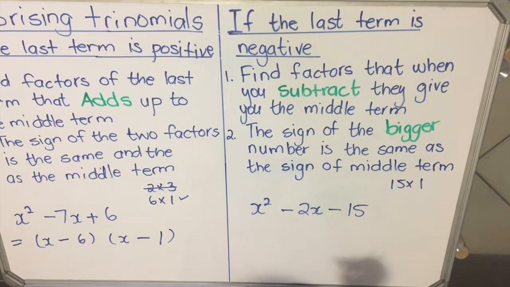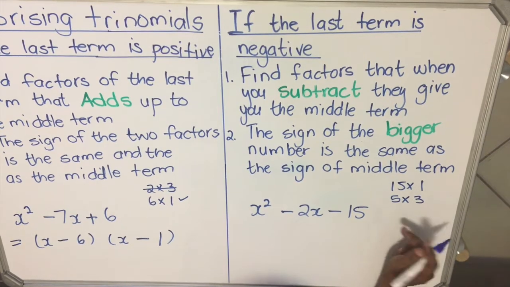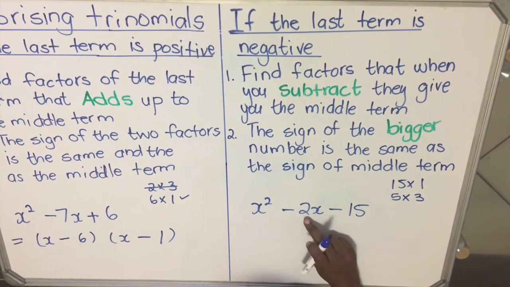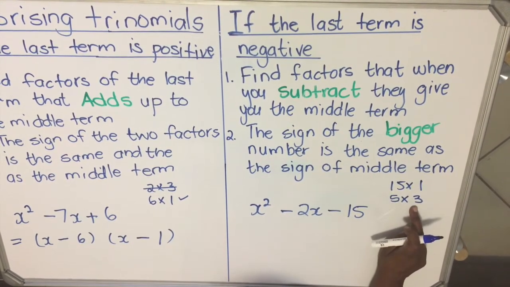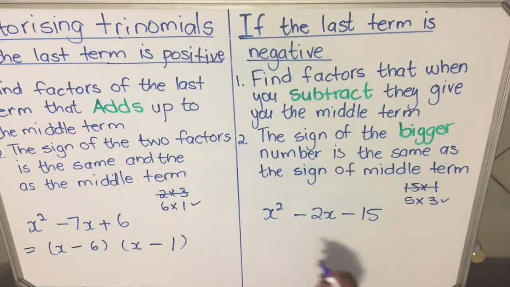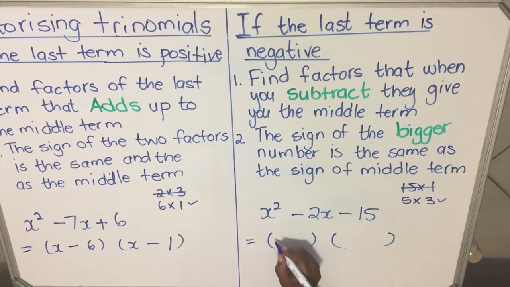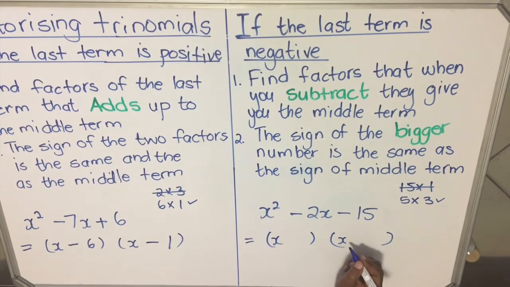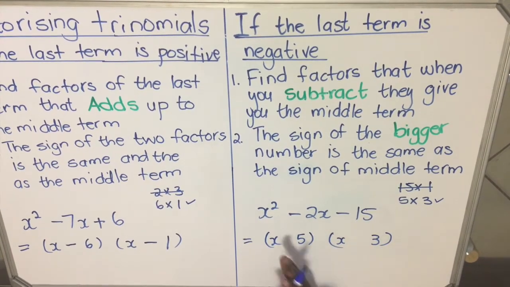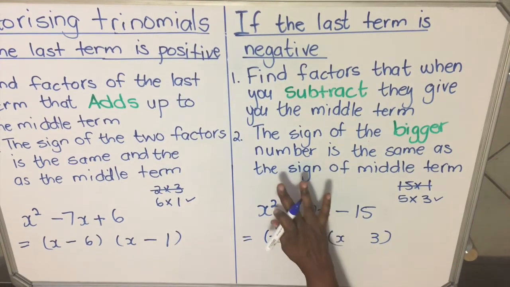So you have to think of other factors. 5 times 3 will give you 15. If I subtract them, will I get a 2? 5 minus 3 will give me 2. So these are the correct factors, not the other ones. Then you put two brackets, put an x and an x there, and then your factors 5 and 3. The order doesn't matter. You can start with a 3 or start with a 5. What is important is the last part.